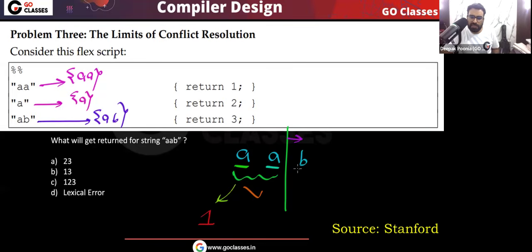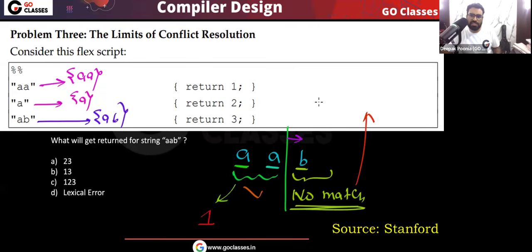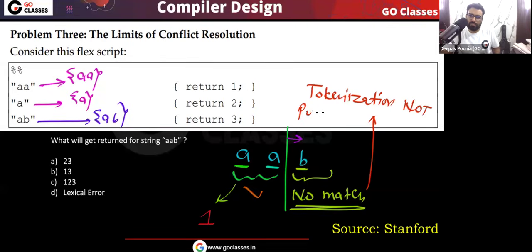Now let's read this B. Tell me which regular expression is matching? None of them. Yes or no? So there is no match, and because there is no match, I can say tokenization is not possible. Yes or no? Tokenization not possible. Because tokenization is not possible, I can say we got a lexical error.